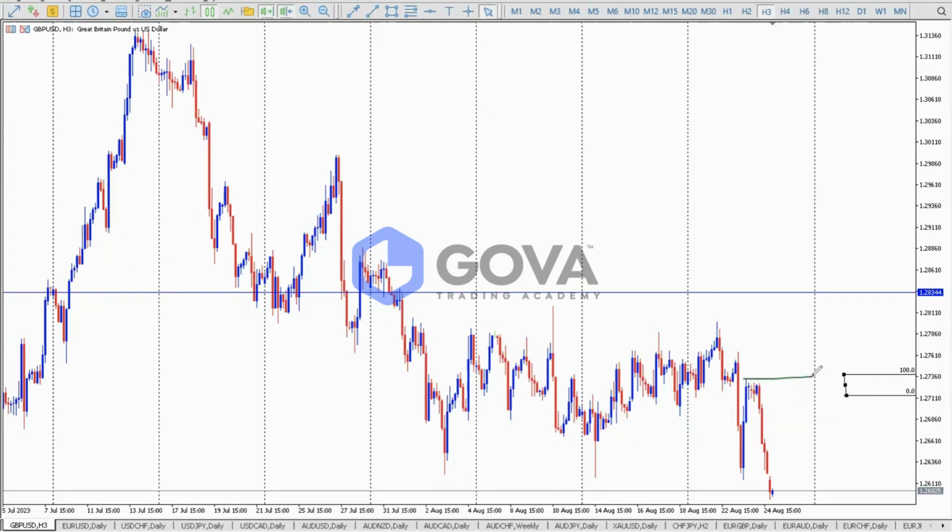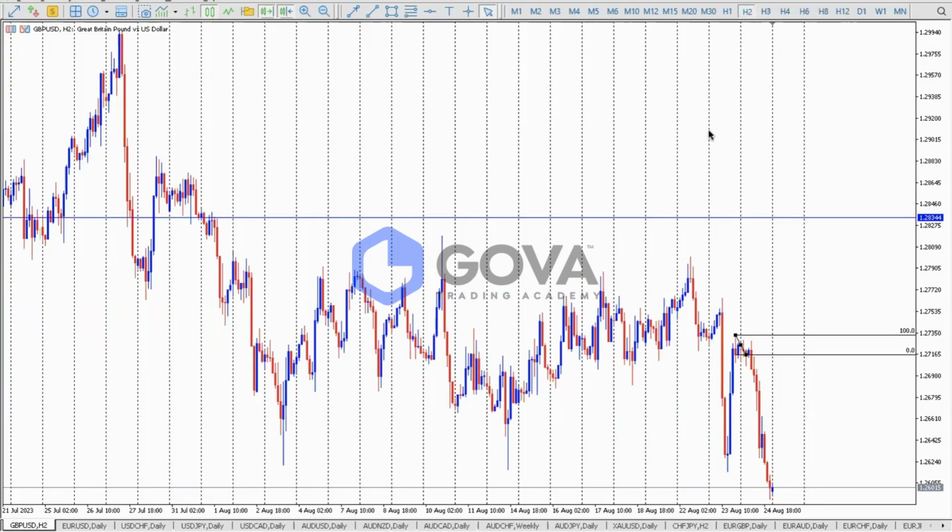But whenever you are marking the proximal line, you won't be marking your proximal line on the wicks. You have to mark your proximal line on the body of a bullish candle. Just go back and watch the video on how to mark proximal line and so on. So this is the zone like this here. Isn't it, guys? So you see, that is the zone.